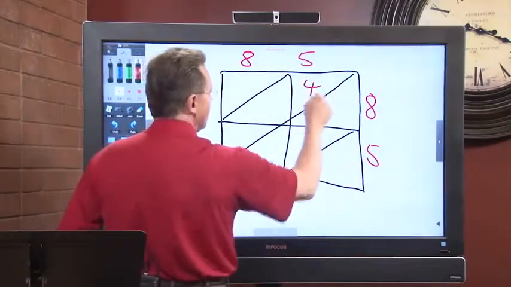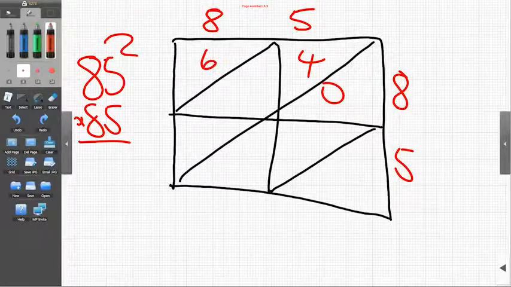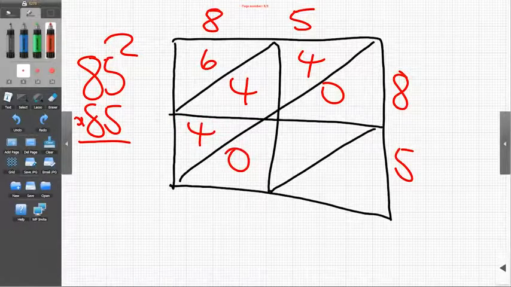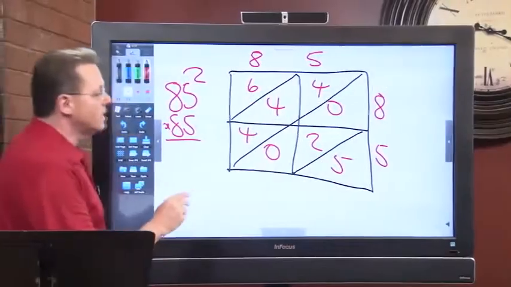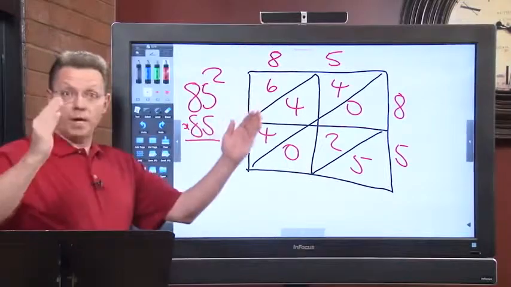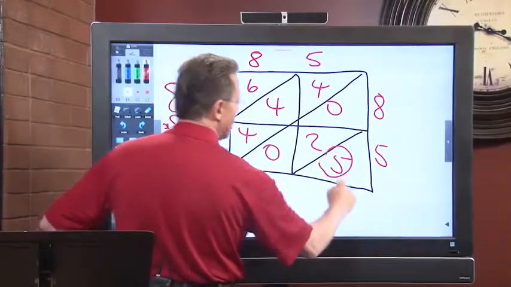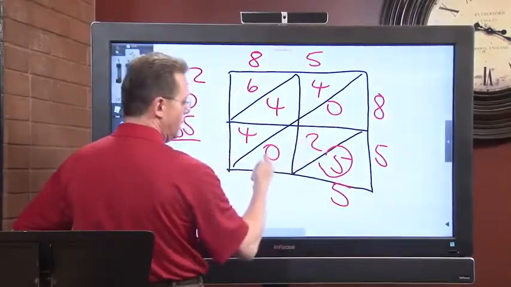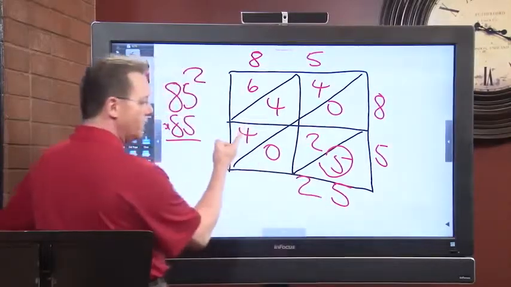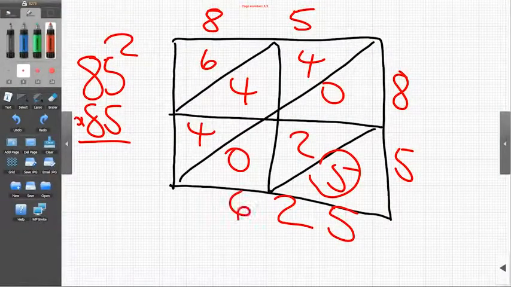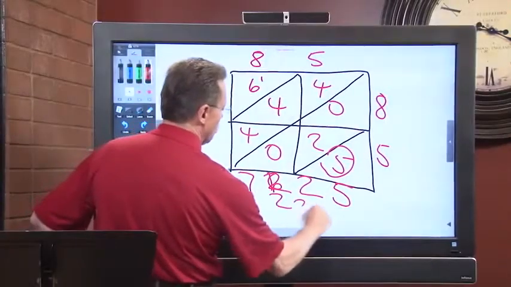5 times 8 is 40. 8 times 8 is 64. 8 times 5 is 40. And 5 times 5 is 25. I knew I could do it. So what I do is then I take those numbers, and remember, if you have 3 numbers times 2 numbers, just make the grid bigger or smaller. And you total up each diagonal to get 5, 2, 16, 12, and so on. It should be 7225.